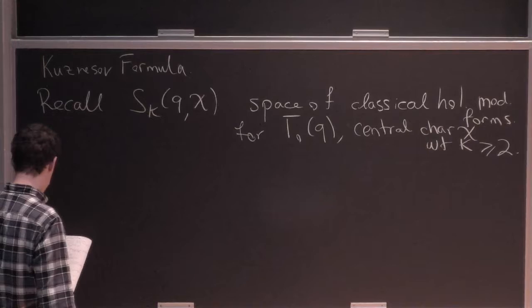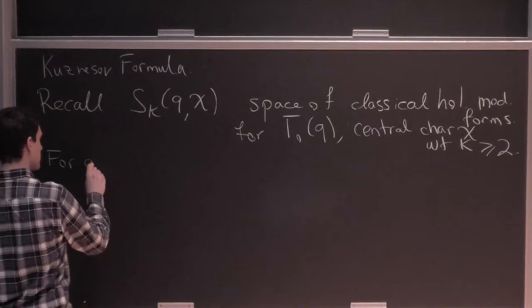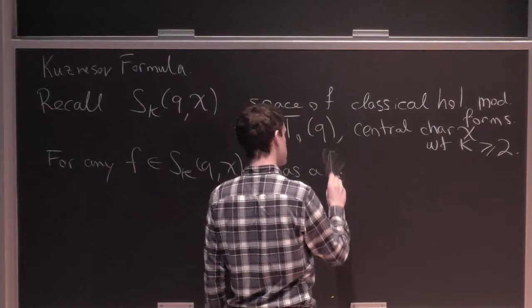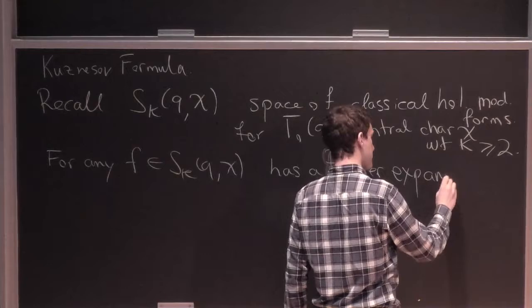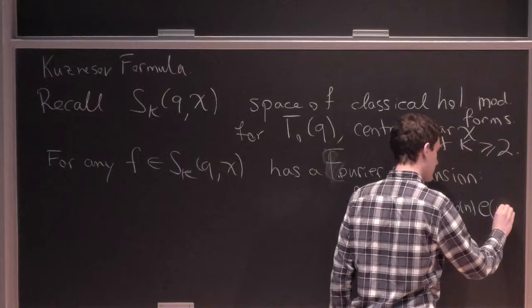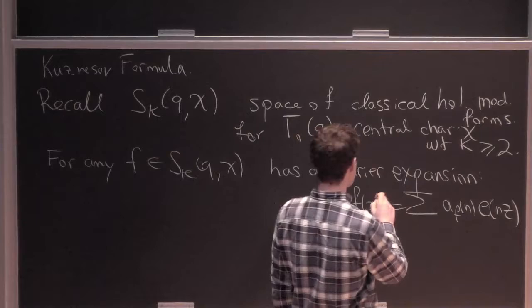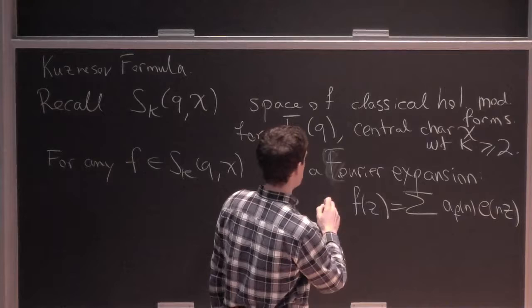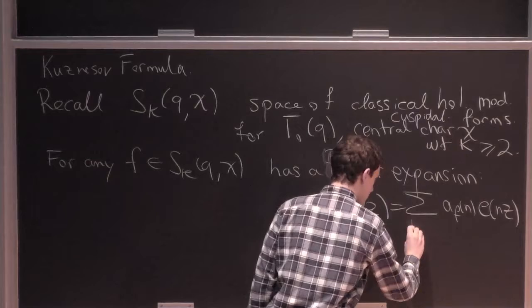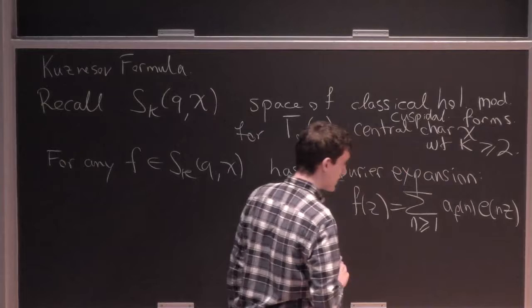Okay, so any modular form admits a Fourier expansion. It's f(z), and I'll write the Fourier coefficients a_f(n). I should have said cuspidal also, right? S is typically the cuspidal subspace, so I should add that word: holomorphic cuspidal modular forms. Cuspidal means that the zeroth Fourier coefficient is going to vanish.